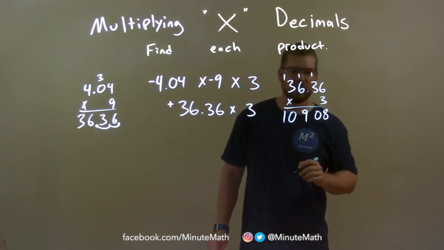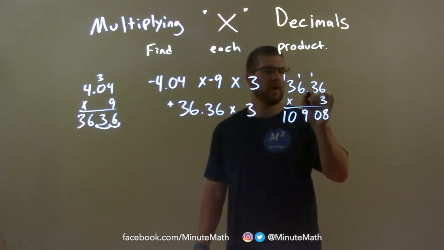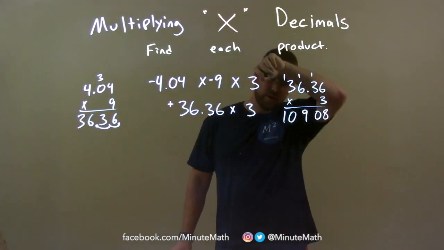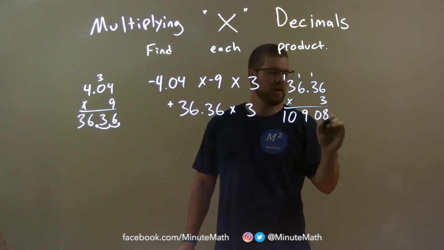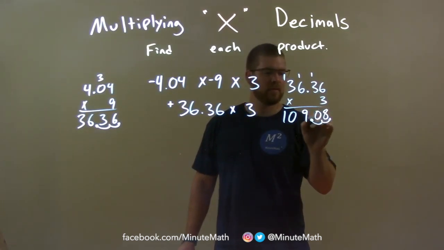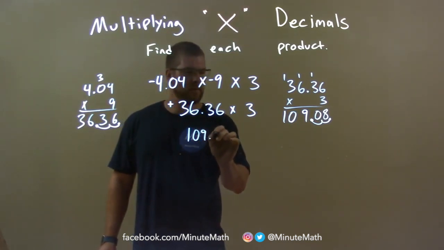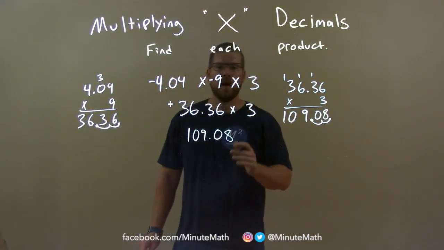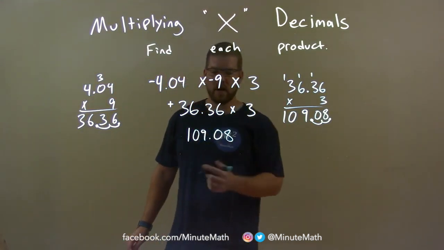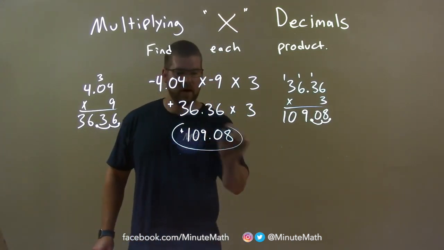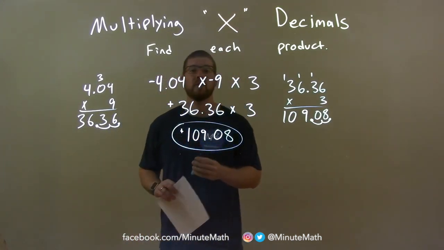So we have 10,908. But we have 2 decimal places on our first number and 0 added on our second. So 2 decimal places total, 1, 2, right there. So we have a 109.08. And a positive times a positive, again, it's a positive. So final answer is a positive 109.08.